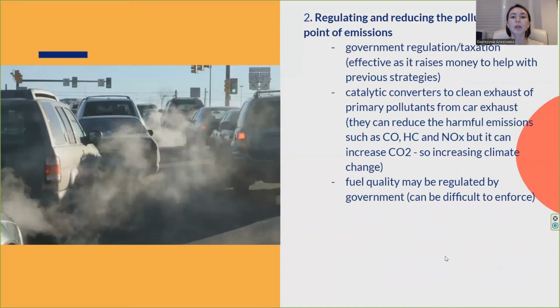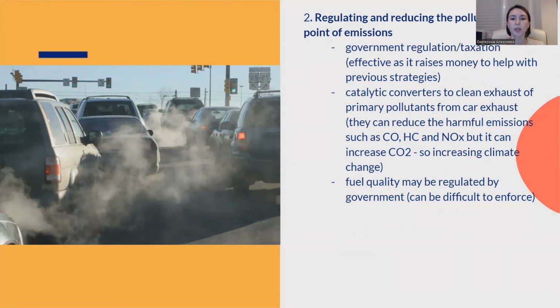Next, number two, regulating and reducing the pollutants at the point of emission. So what we can do if there is a point of emissions, and what to do to reduce air pollution from this point. At first, again, government regulation, taxes, or maybe some penalties, if this factory or this industry produces more emissions than it is allowed.